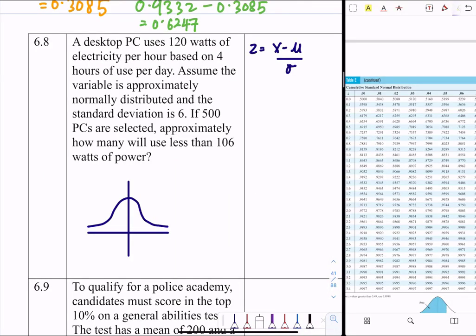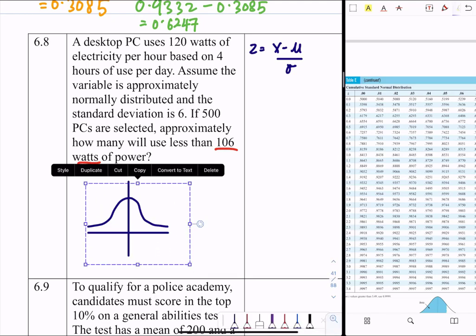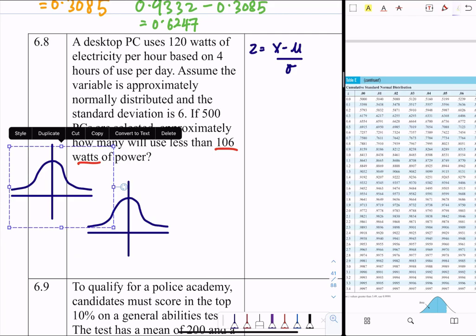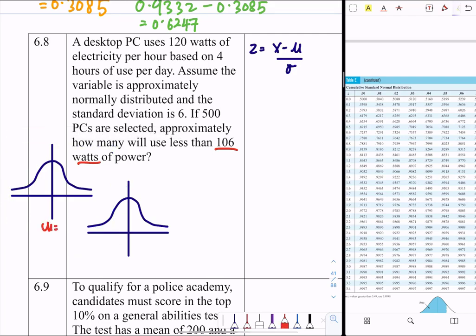6.8. The desktop PC uses 120 watt of electricity per hour based on 4 hours of use per day. Assume the variable is normally distributed and the standard deviation is 6. If 500 PC are selected, approximately how many will use less than 106 watt? Okay, 106 watt per hour. Then we need to draw the graph. The mean is 120. The standard deviation is 6.